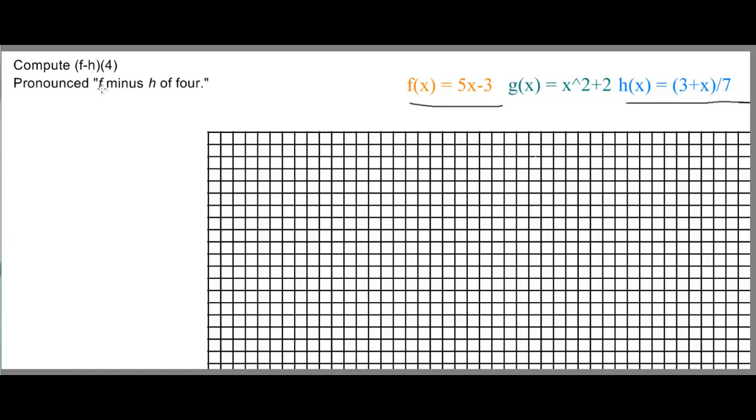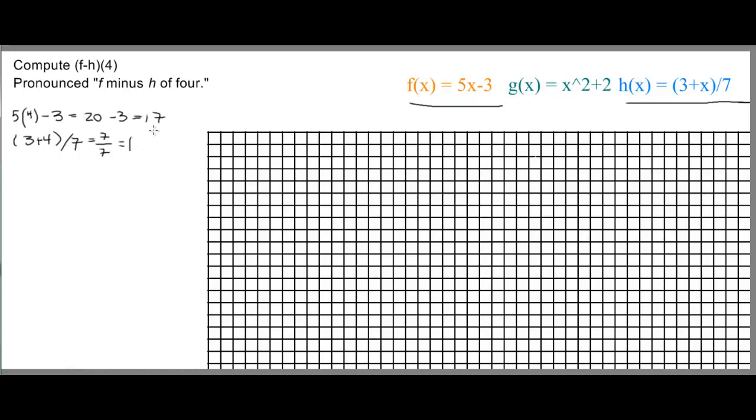with the number 4. So for f of x, we have 5, and then x is going to be a 4, minus 3, which is going to be 20 minus 3, which is 17. And then for h, we have 3 plus, and again we're going to replace x with 4, and that's going to be divided by 7. So we have 7 for the numerator, 7 for the denominator. 7 divided by 7 is 1.